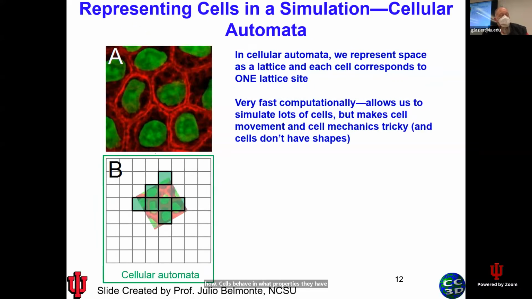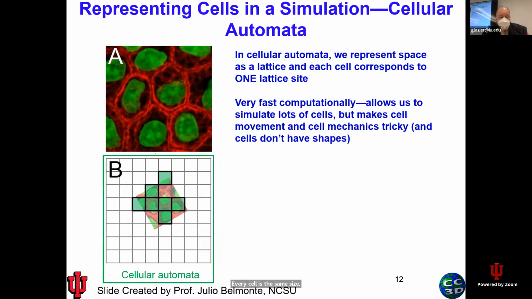So one way we could represent cells would be to put a lattice down and have each voxel of the lattice represent a single cell. And so every cell in the lattice would either have a cell there or no cell there or different cell type there. Clearly then every cell is a square. Every cell is the same size. Cells can't move continuously in space.